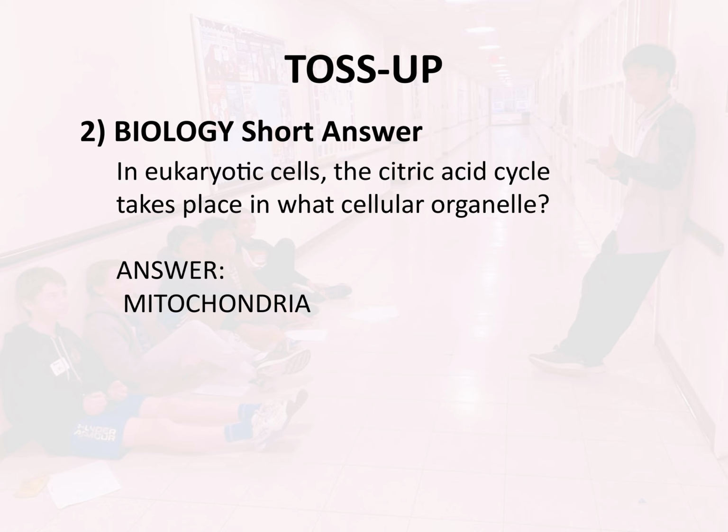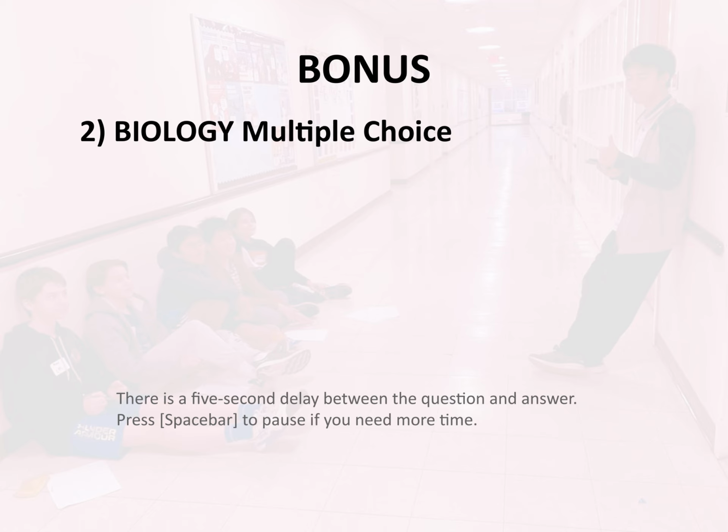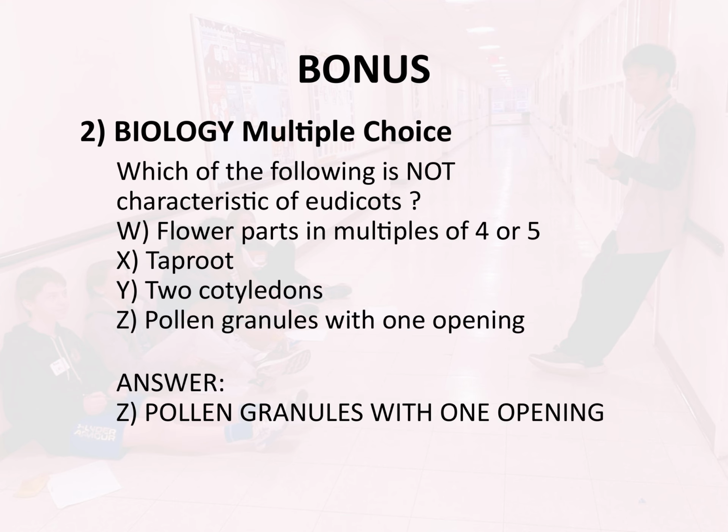Bonus 2. Biology. Multiple choice. Which of the following is not characteristic of eudicots? W. Flower parts in multiples of 4 or 5. X. Taproot. Y. 2 cotyledons. Z. Pollen granules with one opening. Answer. Z. Pollen granules with one opening.